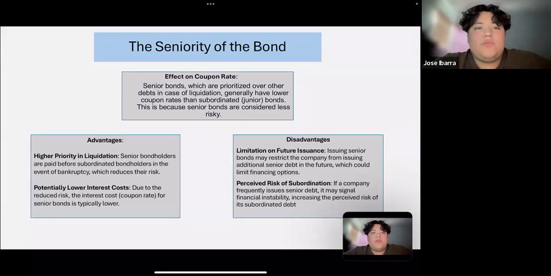The second risk would be perceived risk of subordination. If a company frequently issues senior debt, it may signal financial instability. This increases the perceived risk of its subordinated debt. This can also lead to a higher coupon rate for future subordinated debt issues as investors demand a risk premium.